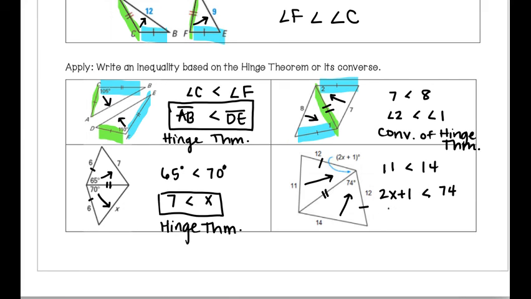Now we need to solve this. So 2x is less than 73. We divide and we get x is less than 36.5. And that would be our inequality about the angle measure there. And we would know that that angle, as a whole angle, would need to be less than 74 degrees. But specifically, we've solved for x to know what x must be less than to make that angle worth less than 74 degrees.